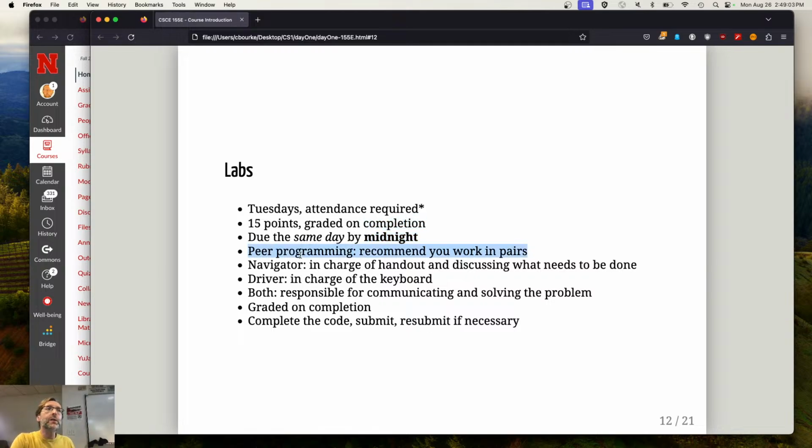In labs, we encourage peer programming. So we encourage you to team up with at least one other person. One of you should be the navigator. One of you should be the driver. The navigator is responsible for the handout and directing what we are going to be doing next. The driver is in charge of the keyboard and actually coding. Switch off every now and then.